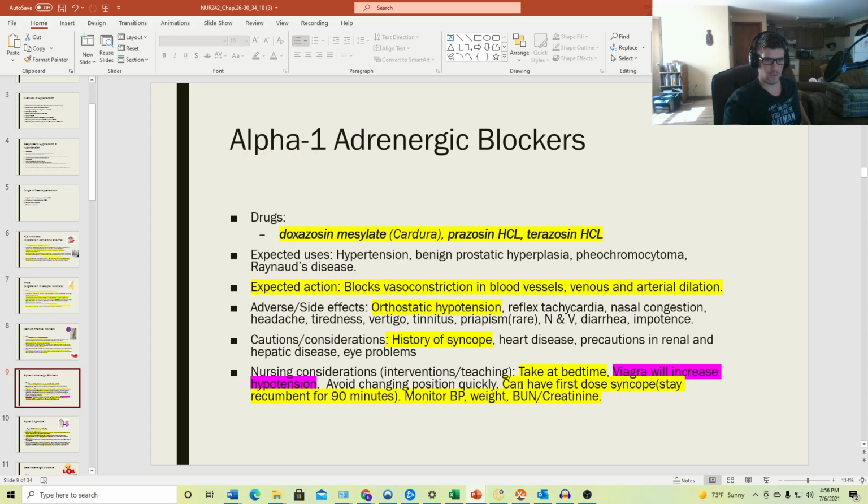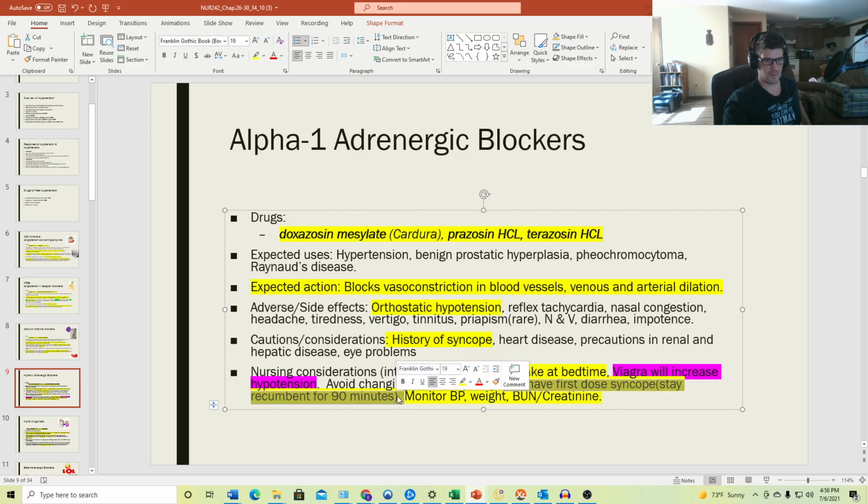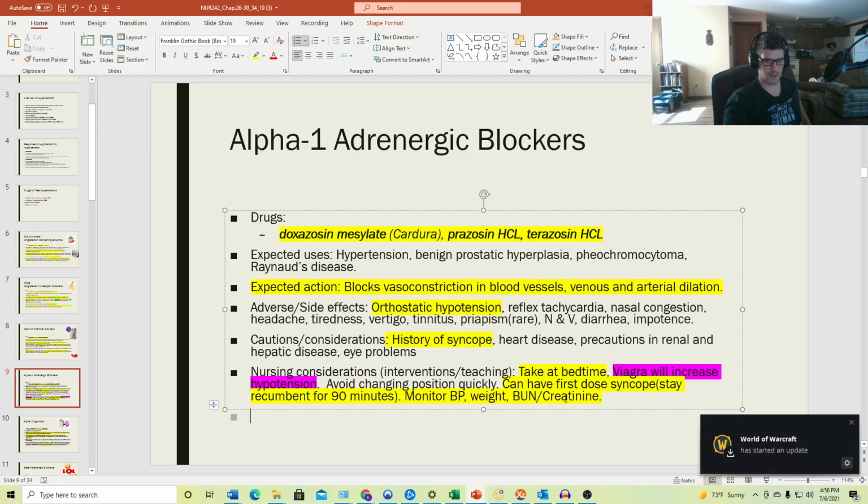So there we go. I think we're definitely going to see a question about first dose syncope. Stay recumbent for 90 minutes. That goes back into history of syncope and why it's highlighted. Again, just remember, don't take Viagra with any of these antihypertensives. Take at bedtime and monitor blood pressure, weight, BUN, and creatinine.